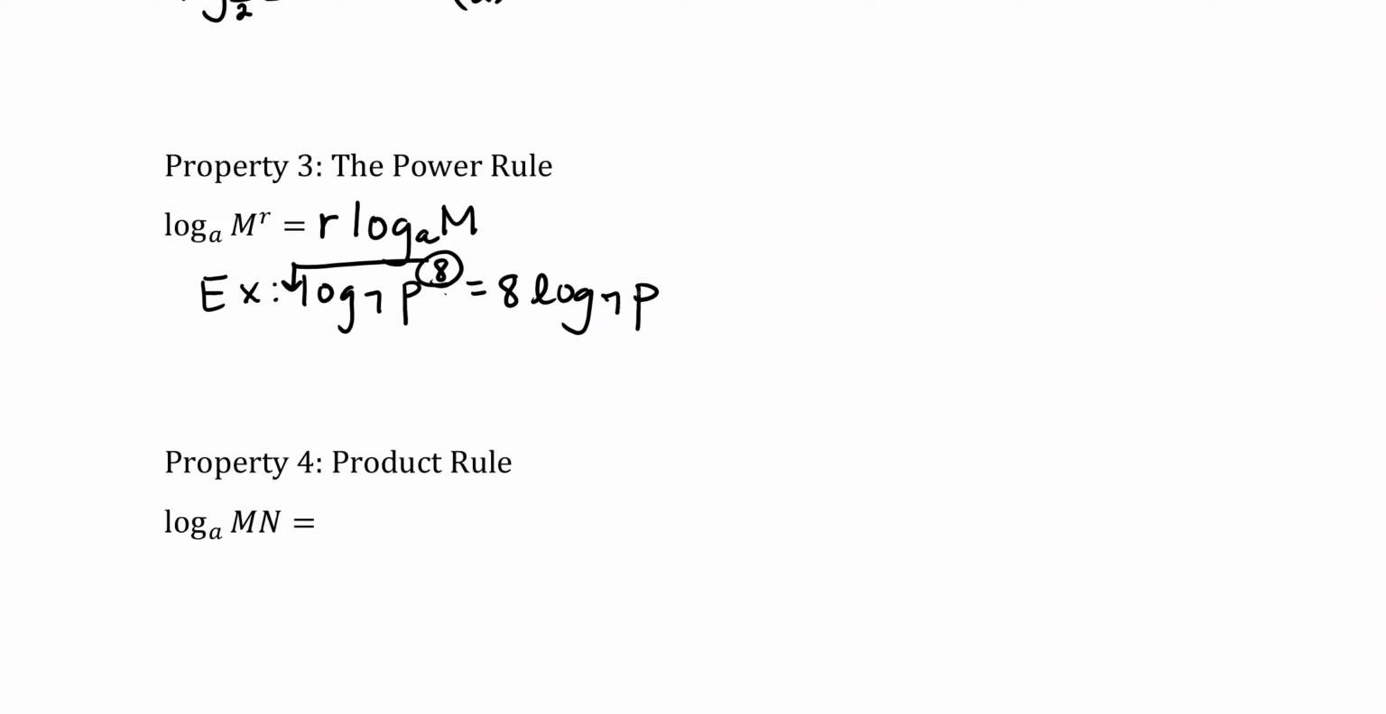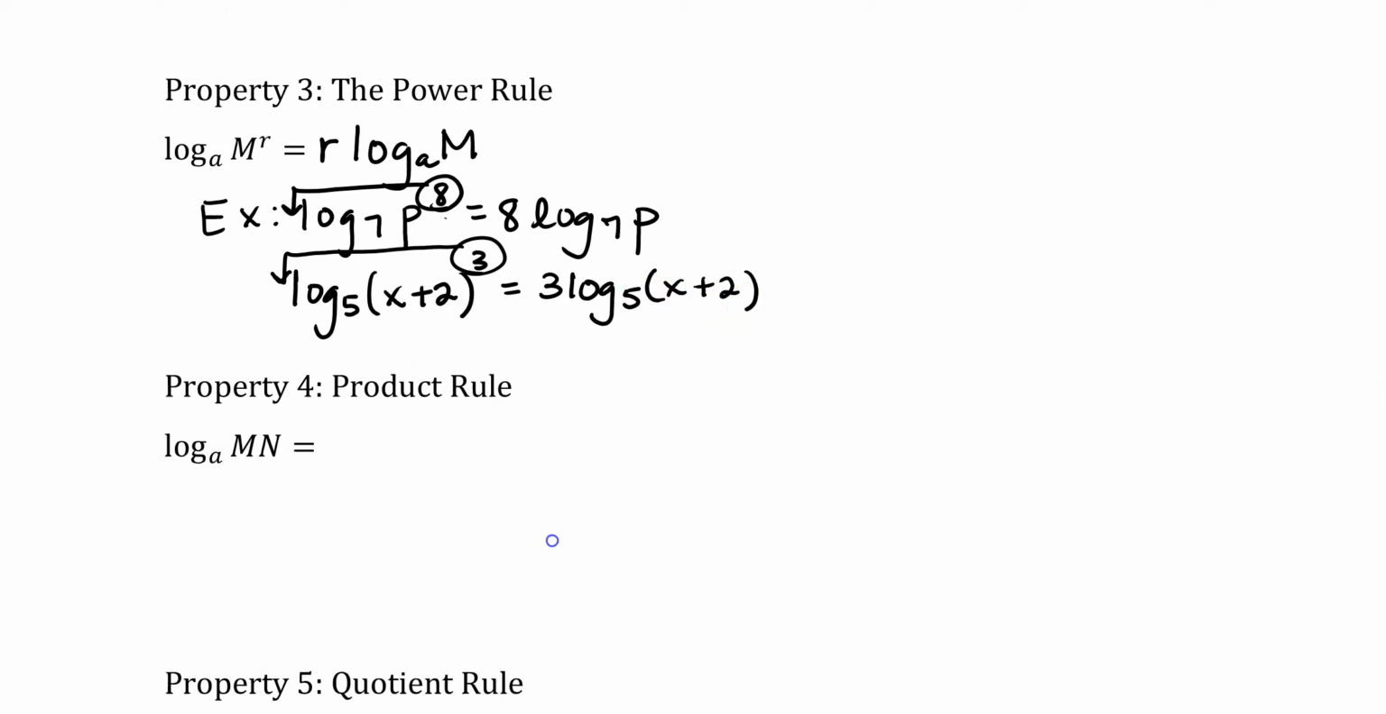So anytime you have an exponent on something that's inside of your log, you can always pull that exponent down in front. Here's another example. Let's say I have log base 5 of (x plus 2) raised to the 3rd power. That exponent of 3 is on everything inside of the logarithm. So I can take that exponent of 3 and pull it down in front of the logarithm to have 3 log base 5 of (x plus 2).